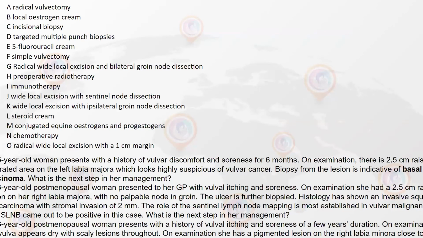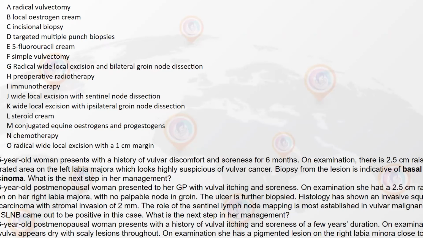Now, this is an EMQ related to vulva. So let me just read out and you try and form the answers, and we will then discuss the answers. The first question is, a 65-year-old woman presents with a history of vulval discomfort and soreness for 6 months. On examination, 2.5 centimeter raised ulcerated area on the left labia majora, looks highly suspicious of vulval cancer. Biopsy is basal cell carcinoma. What will be the management?